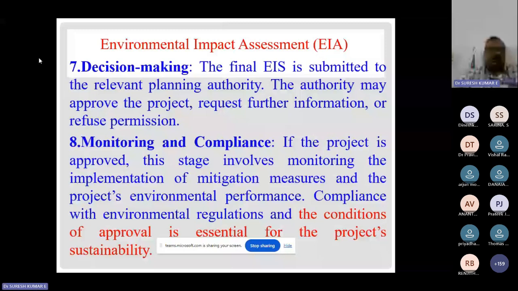Now, once commissioning, the monitoring and compliance. If the project is approved, this stage involves monitoring the implementation of mitigation measures and the project's environmental performance. Whether it is as per the protocols fixed, is there any problem in the environment, it is monitoring. Compliance with the environmental regulations, and next one I have marked in red, the conditions of approval, is essential for the project's sustainability.